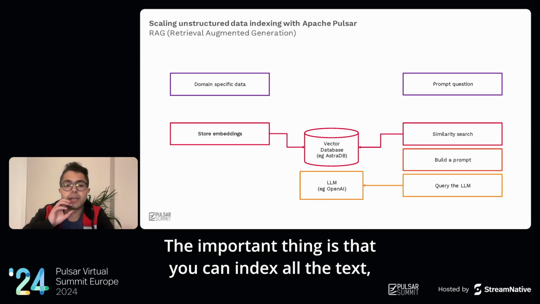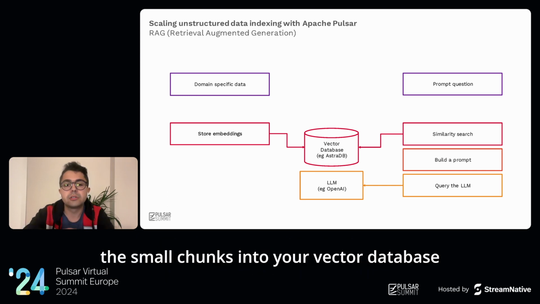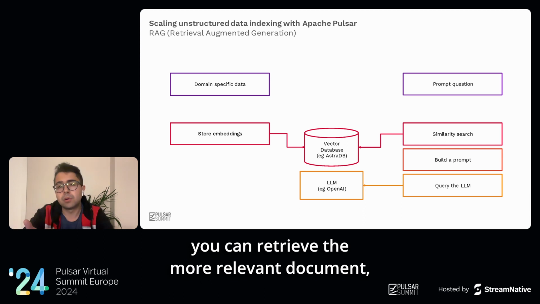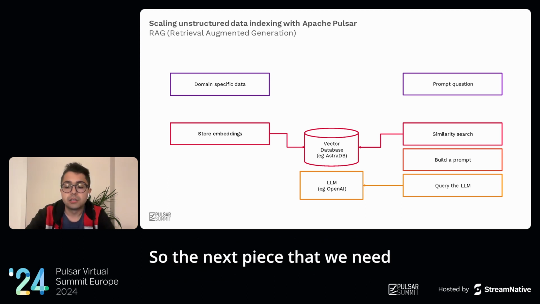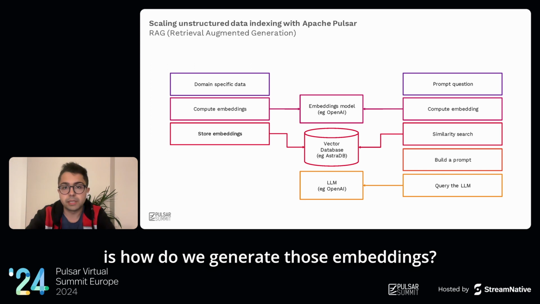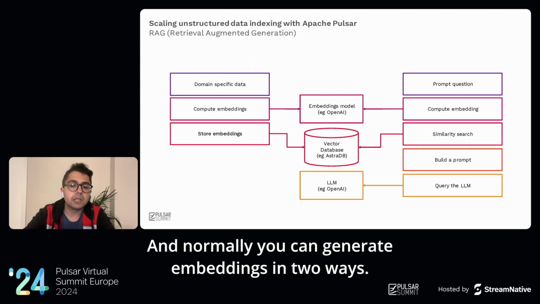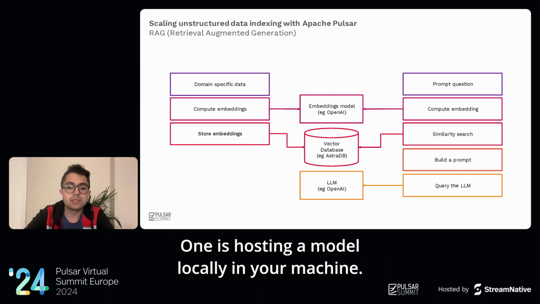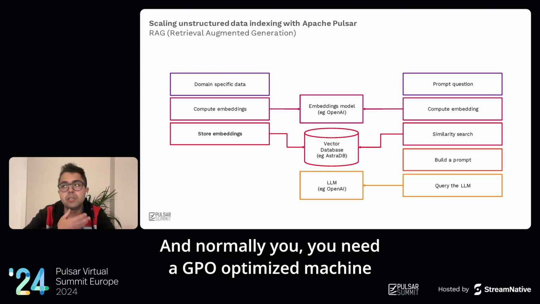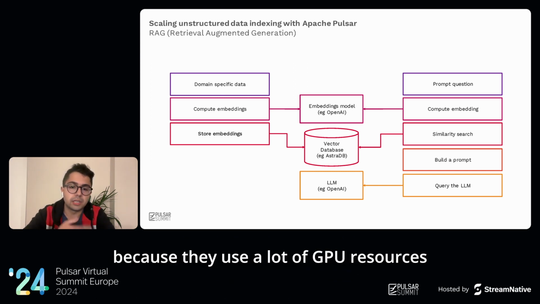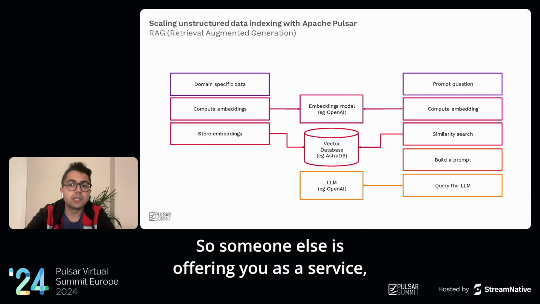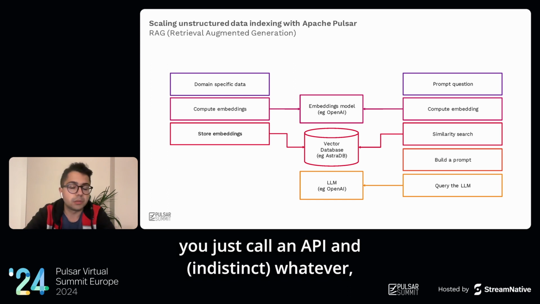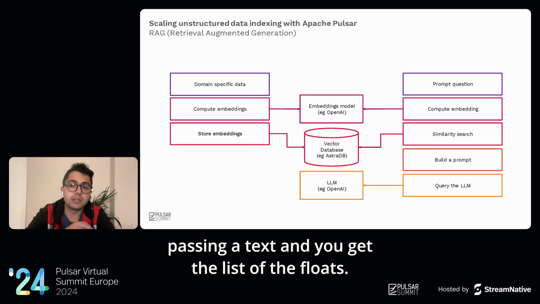The important thing is that you can index all the text, the small chunks, into your vector database, and given a user question, you can retrieve the most relevant documents, and you can pick 5, 10, 50, depending on the use case. So the next piece that we need is how do we generate those embeddings, and we need an embeddings model. And normally you can generate embeddings in two ways. One is hosting a model locally in your machine, and normally you need a GPU optimized machine because they use a lot of GPU resources, or you can use an API inference endpoint. So someone else is offering you as a service, you just call an API via HTTP or gRPC, whatever, passing a text, and you get the list of the floats.